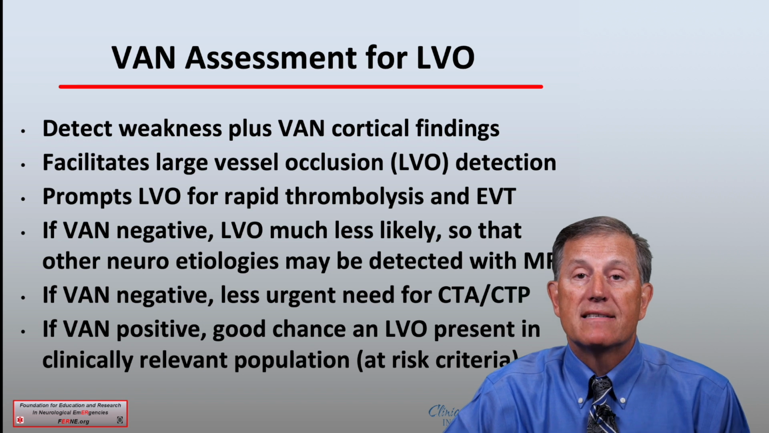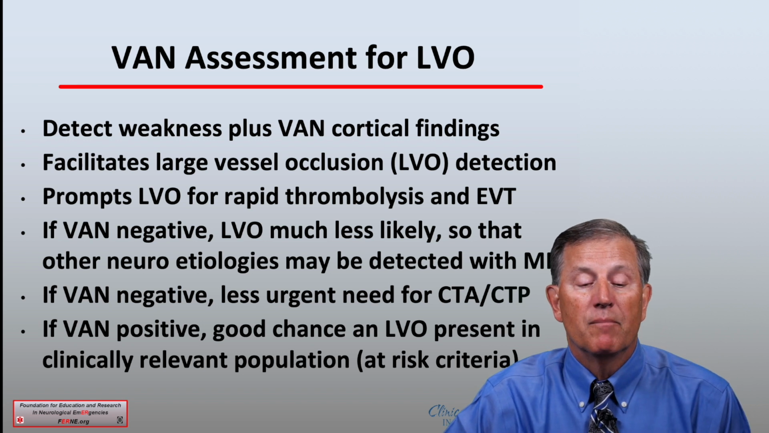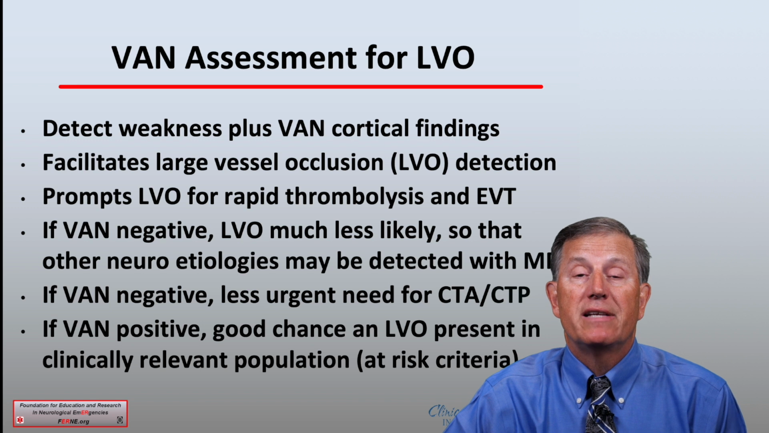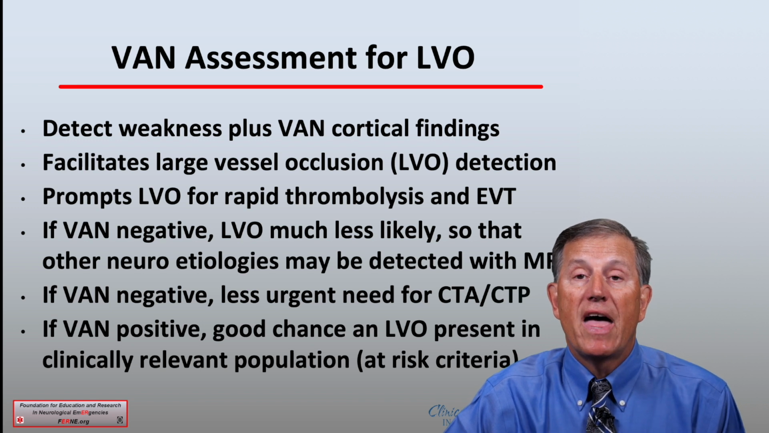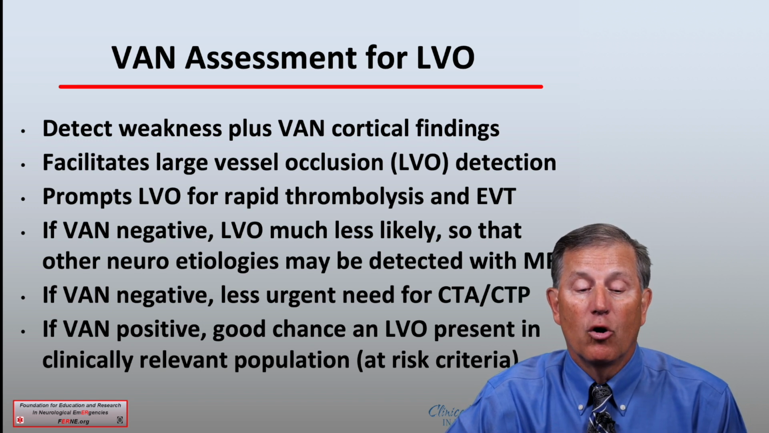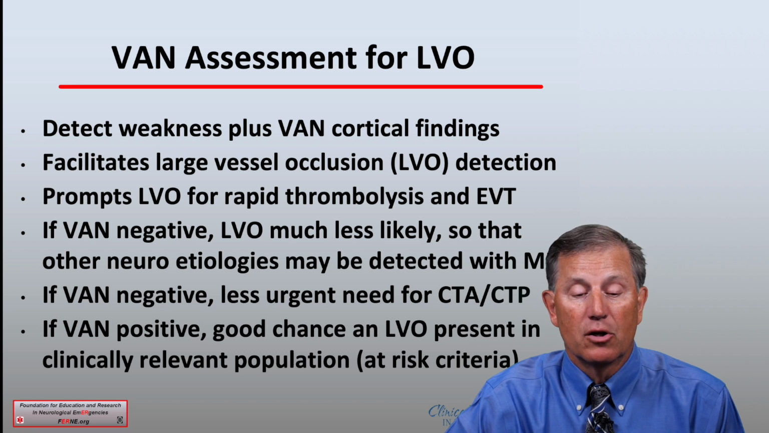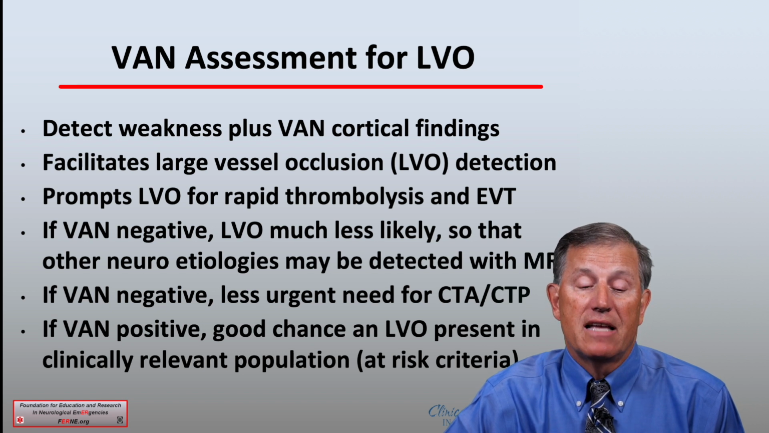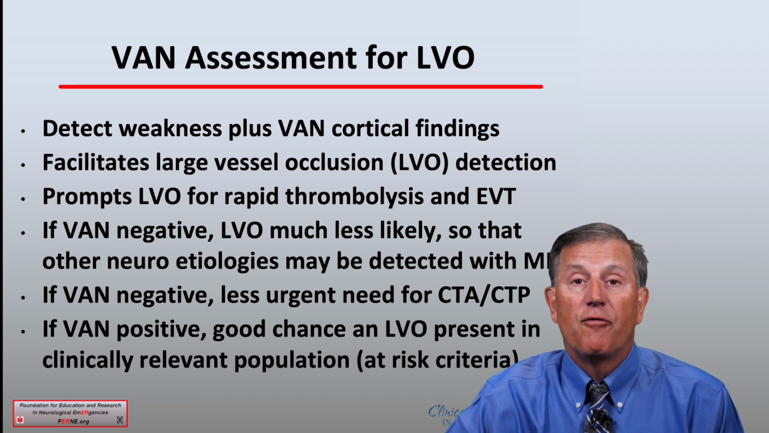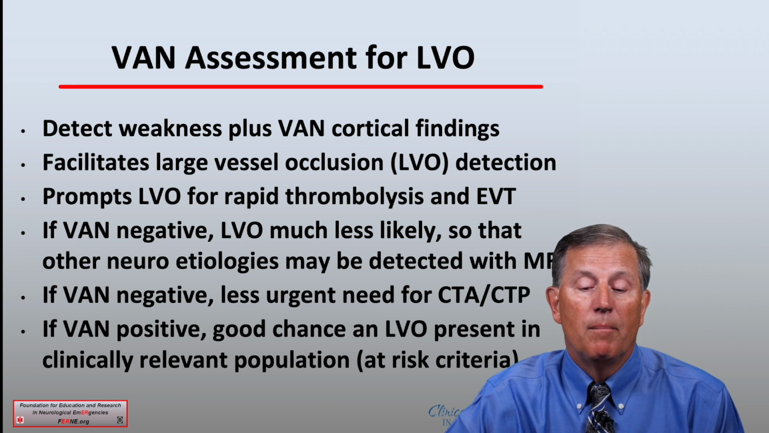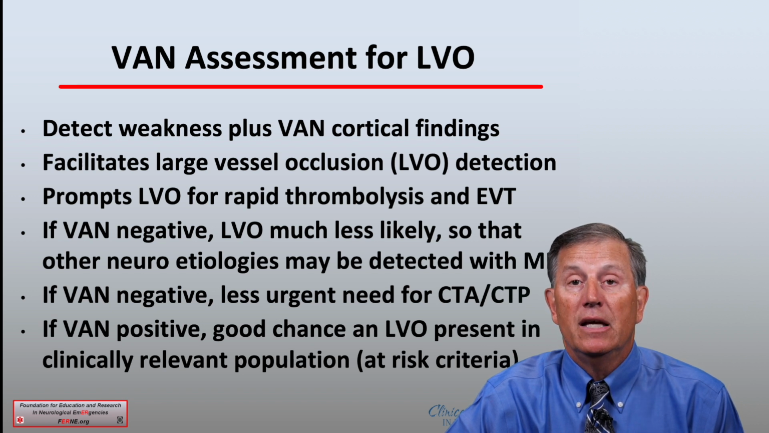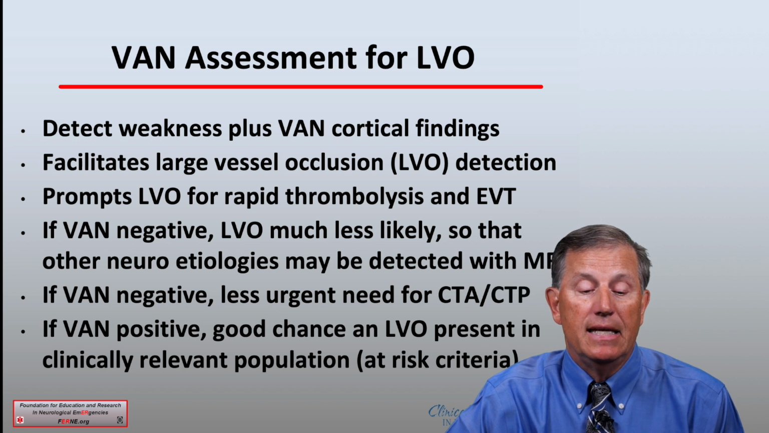So, in summary, what does this VAN assessment mean? In patients in whom you detect extremity weakness, you then look for these 3 VAN cortical findings. If one of them is present, it suggests that there is a likely large vessel occlusion. So the VAN assessment, which can be done without any neuroimaging, facilitates LVO detection. It allows for the treatment of LVO by rapid thrombolysis and the transfer for EVT.